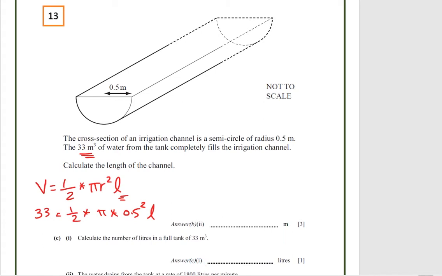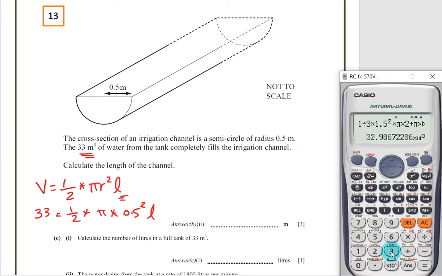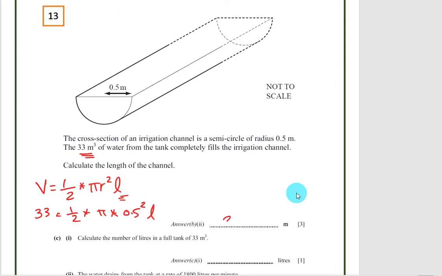So L is equal to 33 divided by half by pi by 0.5 squared. So L is 84 meters.